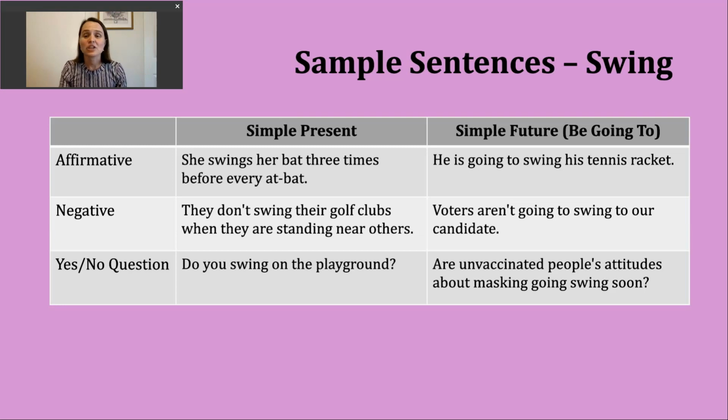The same definition is in our simple future question. Now, to do that, I need my present form of be. I'm going to start with that, and I'm going to use the form that matches my subject, and the subject comes next. Then we've got our going to and our base verb. Here's another example. Are unvaccinated people's attitudes about masking going to swing soon?